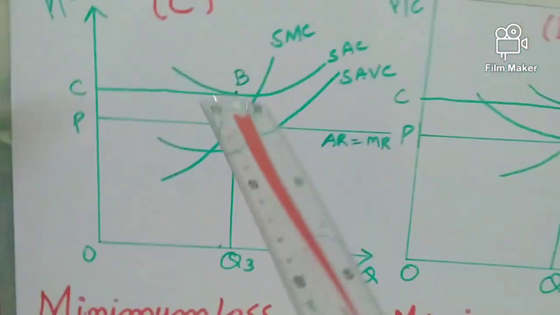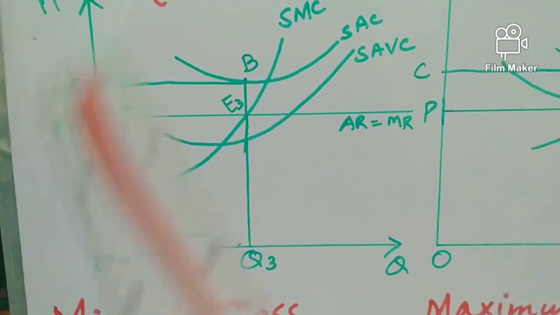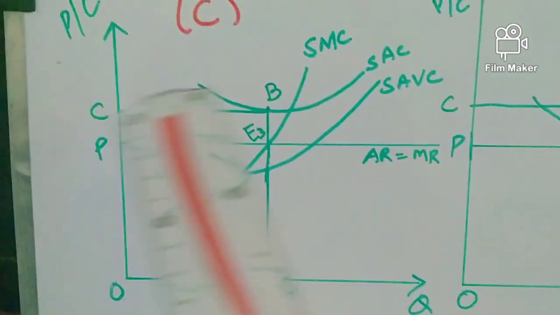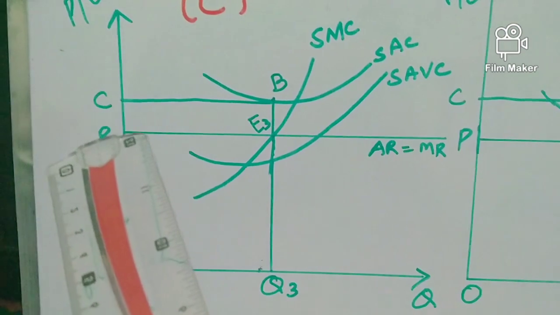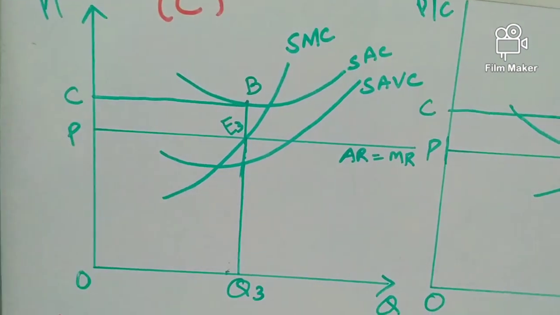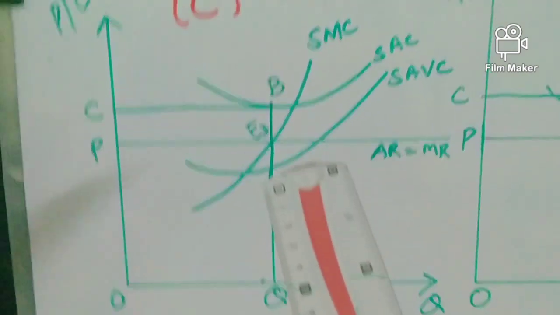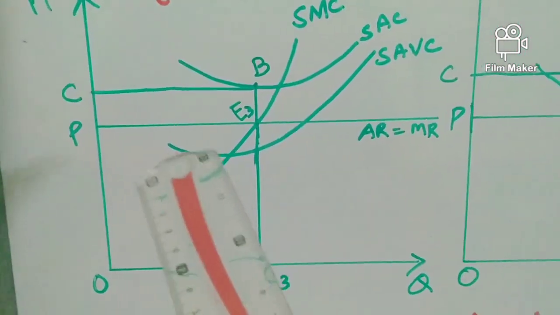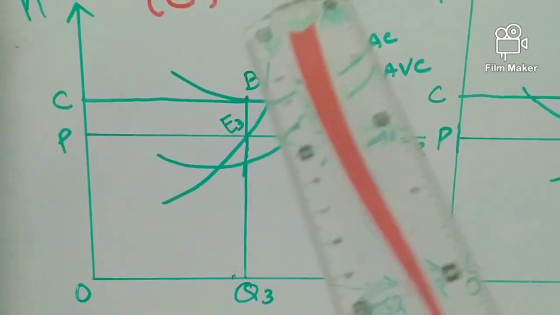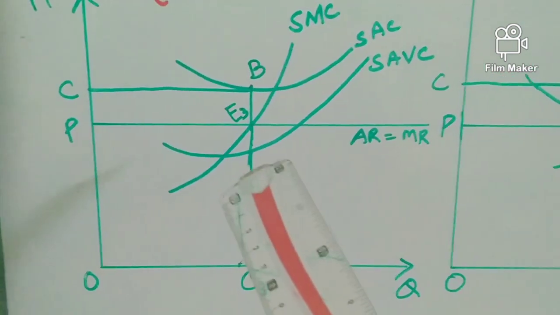Now, students, you will observe that here cost is above the price, and the cost is determined according to the short-run average cost curve. So it is the CB line. The CB line shows cost. So when cost is above the price, the firm faces loss. This loss is equal to the area PCBE3. In this case, the firm is covering its short-run average variable cost and also some part of its fixed cost. So in this case, the firm minimizes the loss.